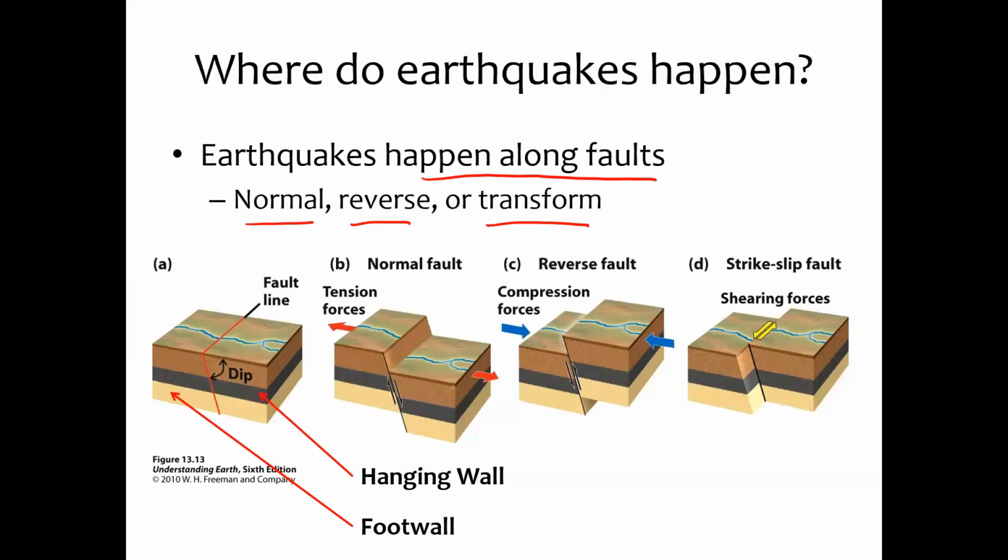Lots of times we think about earthquakes happening on these strike-slip faults, especially in the US, because we think about the San Andreas a lot. But they can happen along normal or reverse faults as well.